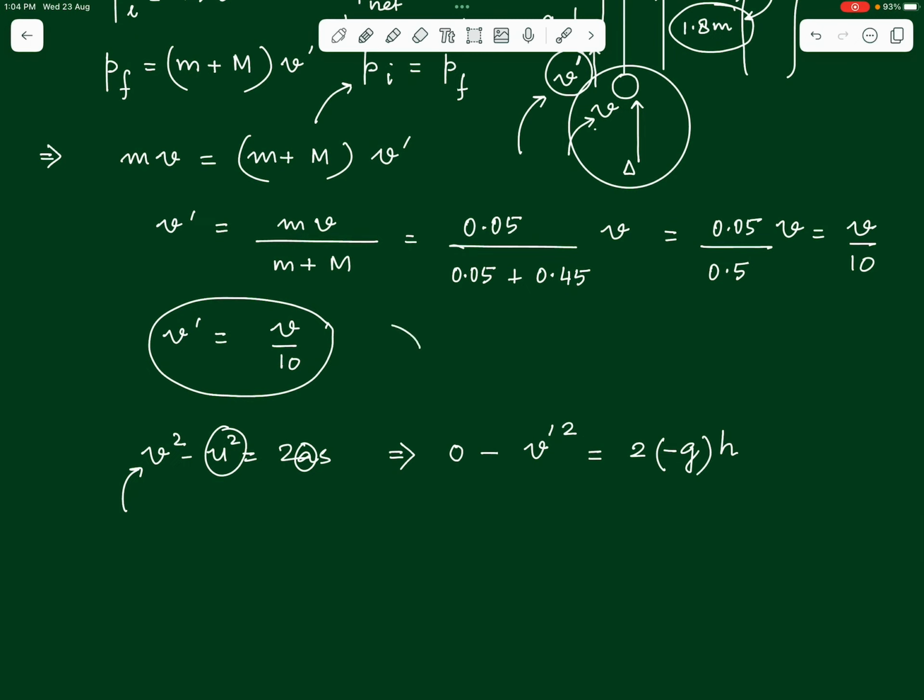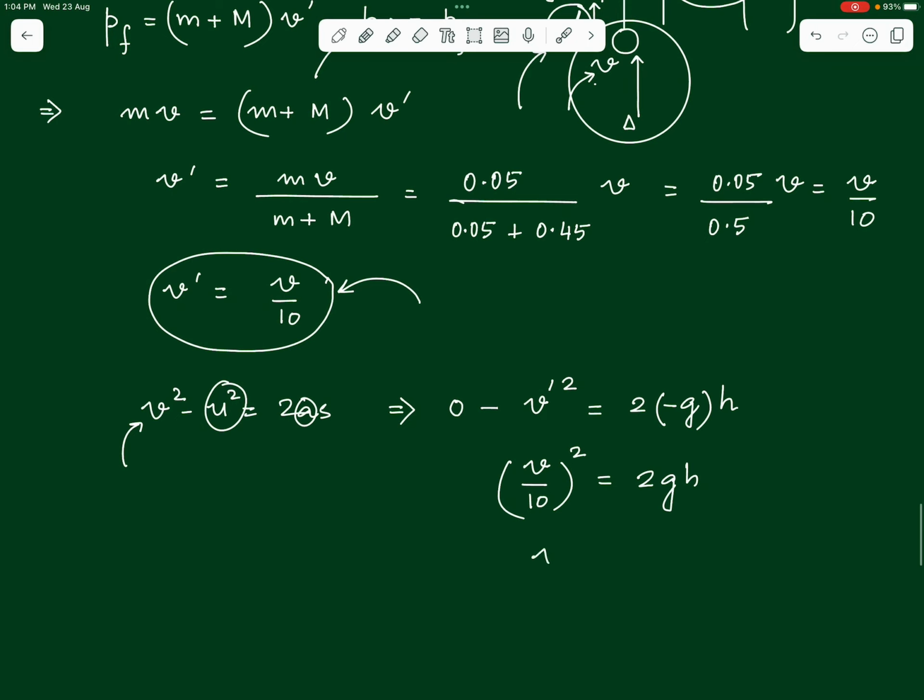So see that v dash we can substitute from here, v dash is nothing but v by 10, whole squared is equal to 2g into h, the minus signs cancel out here, and now all we need to do is get the value of v, which we are being asked to find out. V squared from here will be 2gh into 10 squared, right. Substitute the values and get your answer, 2 into 10 into 1.8 into 10 squared. See that this is v squared.